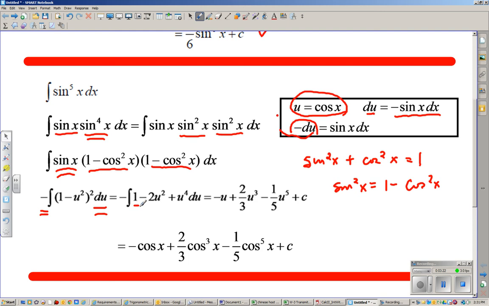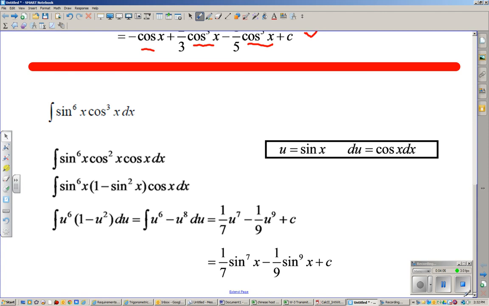Then I expanded 1 minus u squared. Expanding that is going to be 1 minus 2u squared plus u to the fourth. I'll integrate. I'll get a negative u plus 2 times u cubed over 3, and then a minus u to the fifth over 5, and then I'll back substitute. My u is cosine x, so I'll put the cosine cubed, cosine to the fifth, and there it is. We've got another example. One more time.